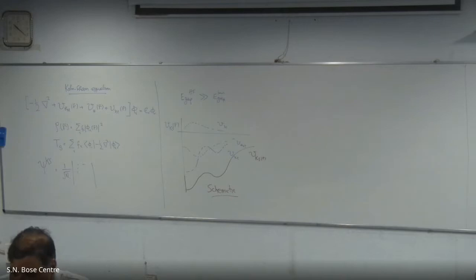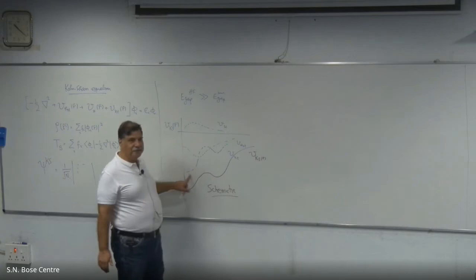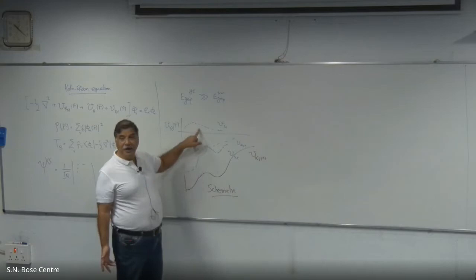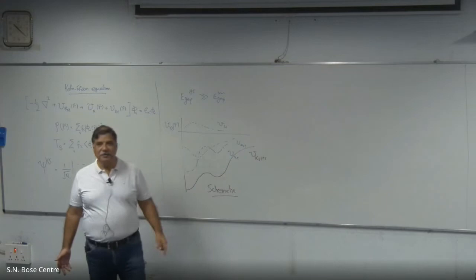I plotted. Do you think I could have plotted V external there? Yes or no? In Hartree-Fock, it's not meaningful. V external doesn't change. Could I have plotted V Hartree? Yes or no? Yes. Why didn't I plot V xc?